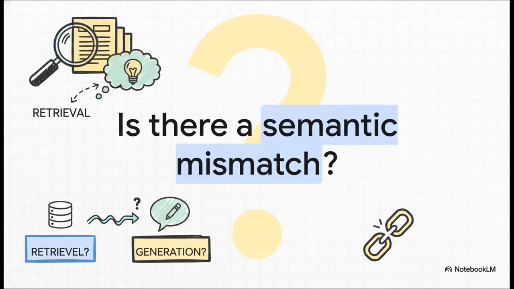Okay, let's say your chunking seems fine. The next culprit is a bit more subtle, a bit sneakier. It's what we call a semantic mismatch. This is what happens when a user's question uses different words to talk about the same concept that's in your documents. Your embedding model is supposed to bridge that gap, but sometimes it just doesn't.